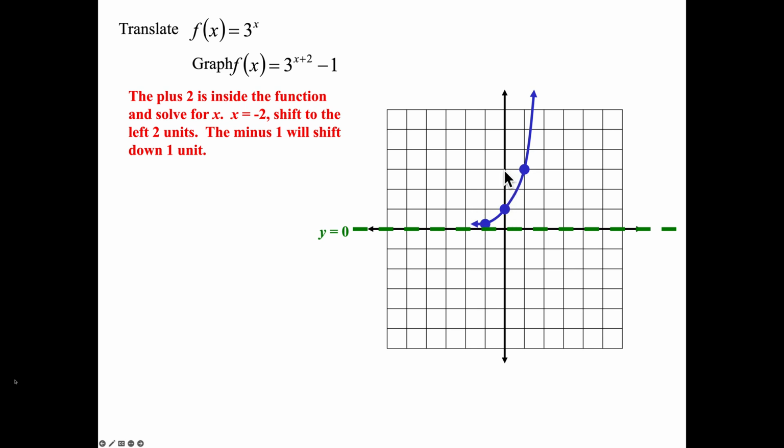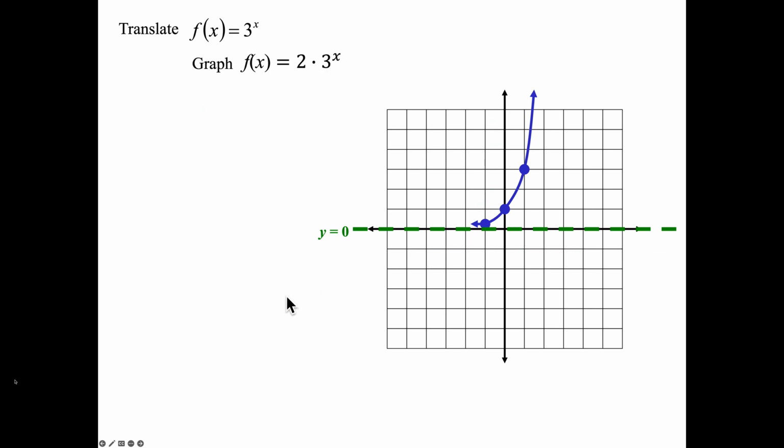And what I like to do here, I'm just going to plot open circles once I shift them 2 to the left. Then from here, everybody goes down 1. But again, take your horizontal asymptote, shift it down 1 first, then move all your points down. All those open circles just move down 1 unit, and I draw in my graph.